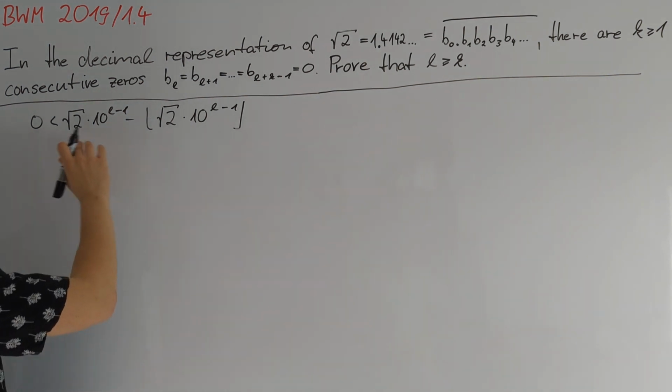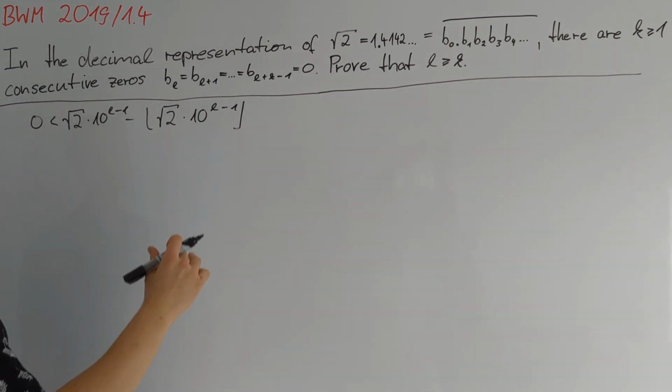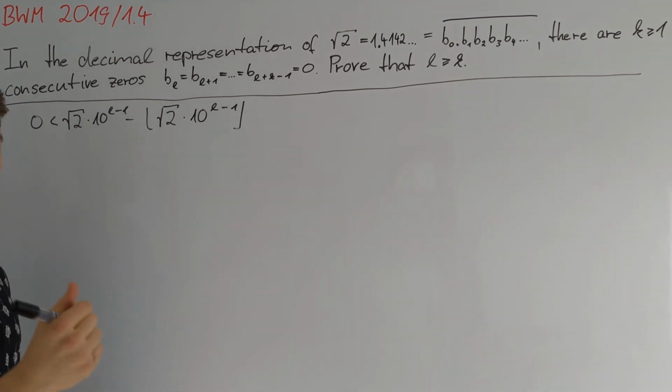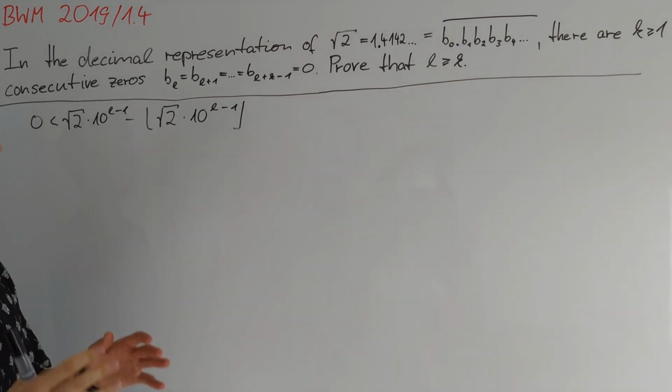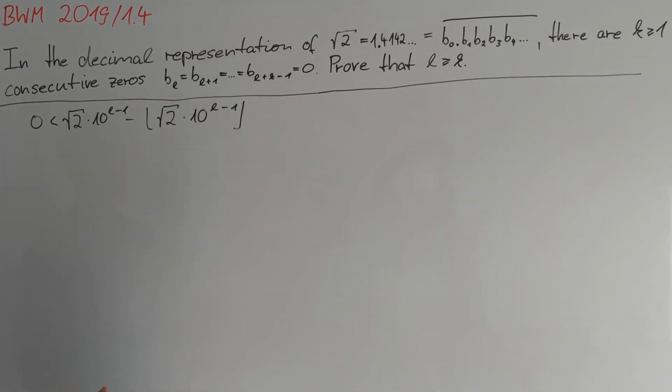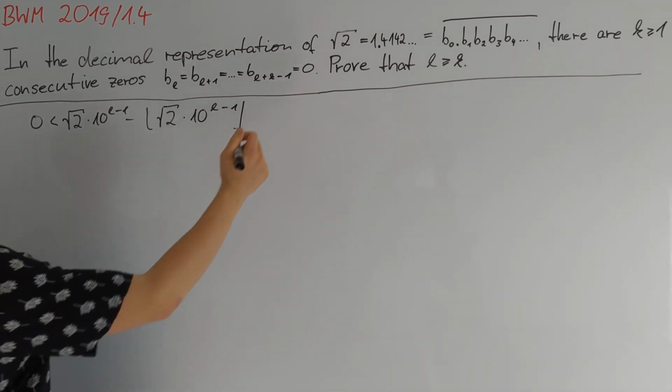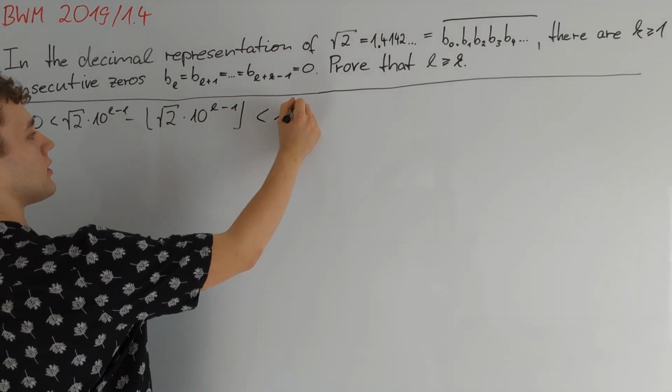And so this difference is strictly less than the number beginning with k minus 1 zeros after the decimal point and then having a 1. And that is precisely equal to 10 to the minus k. And so we can bound this from above by 10 to the minus k.